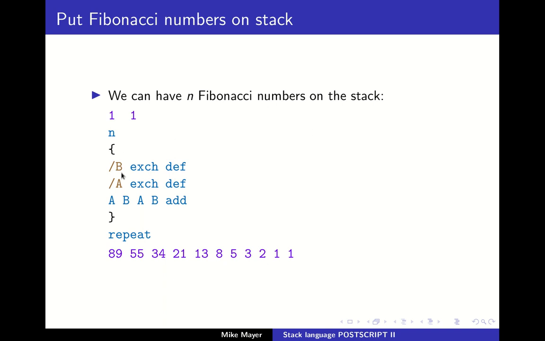We have to imagine, for example, in the first iteration we have here the 1 on the stack, and then we say the 1 should be equal to b. The normal syntax for a definition is /b 1 def, but here the syntax would be 1 /b def. This would give an error. So we need to exchange first the last two items on the stack. So then we have /b 1 def. So this defines b to be 1.